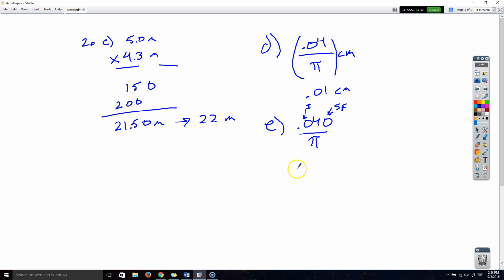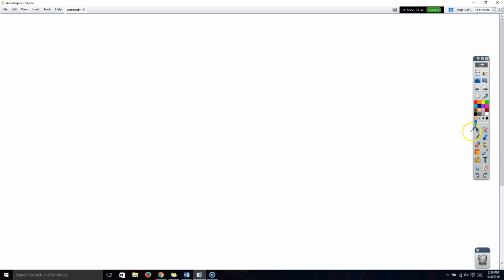When I divide those two, I will get 0.013 as my answer, and we're going to put that in meters. So we rounded this one to 1 sig fig, we rounded this one to 2 significant figures, and that is the end of number 21. Let's go ahead and move on over to number 22.